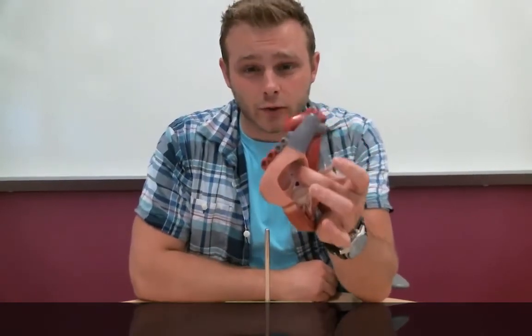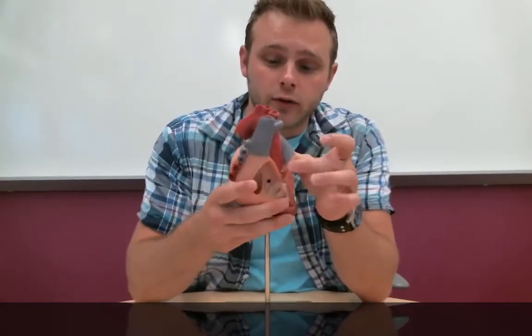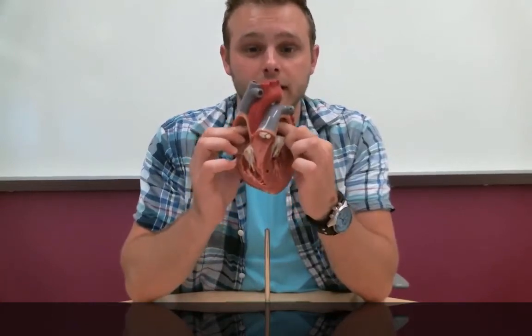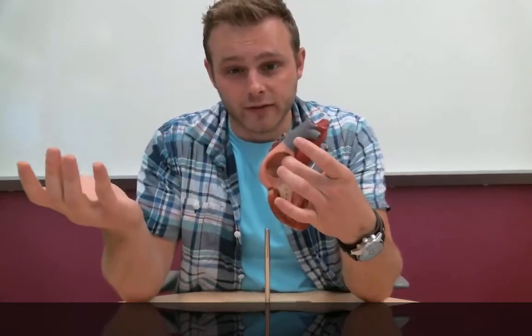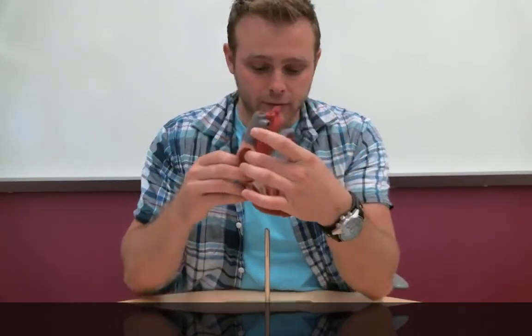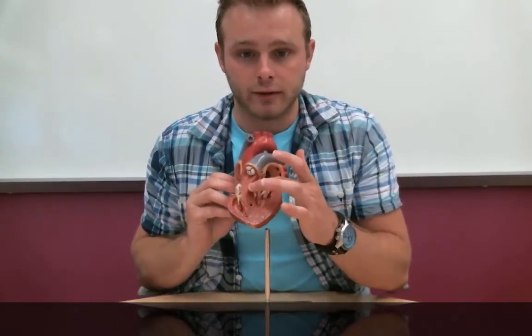We also have an interatrial septum, and if I were to take my two fingers and try to touch them through the atrium, I can't do it. It's because there's a wall there. And that wall is what we call the interatrial septum. Again, inter means between, atrial for the atrium, and a septum, a wall that divides two chambers. Interatrial septum, interventricular septum. Okay?